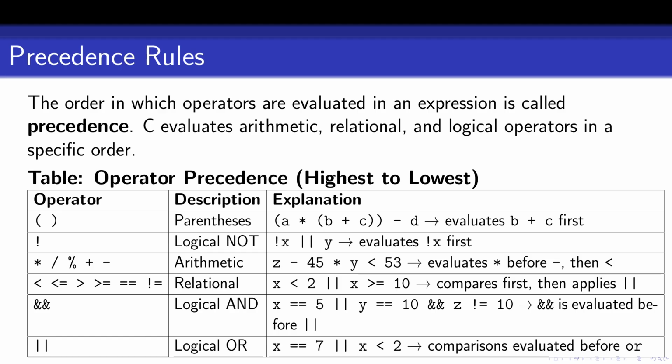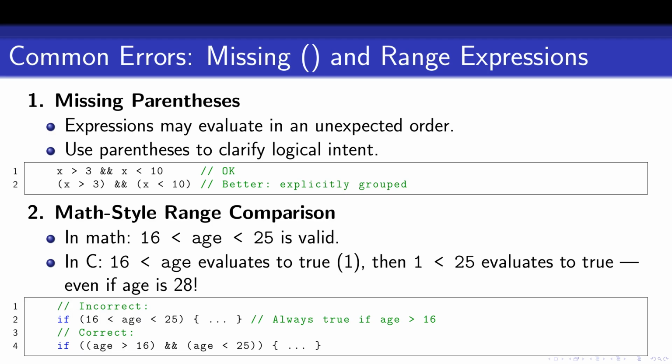Here are some common mistakes with logical expressions, specifically missing parentheses and writing math-style range checks. In C, if 16 < age < 25 does not check if age is between 16 and 25. Instead, it first evaluates 16 < age, which returns either 0 or 1, and then compares that result to 25. That's clearly not what the programmer intended.